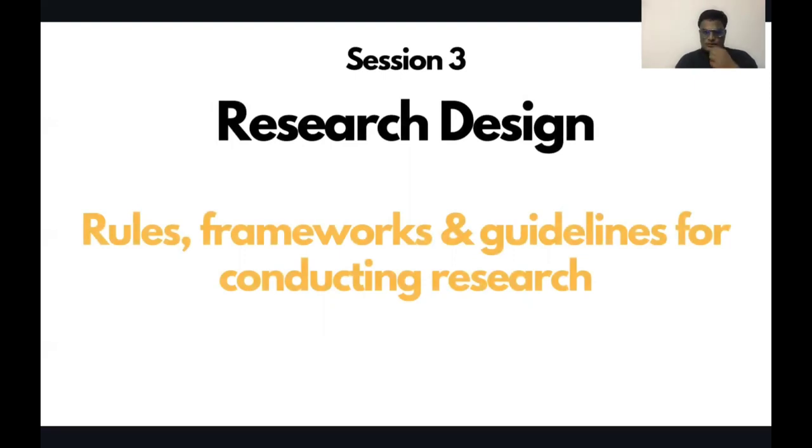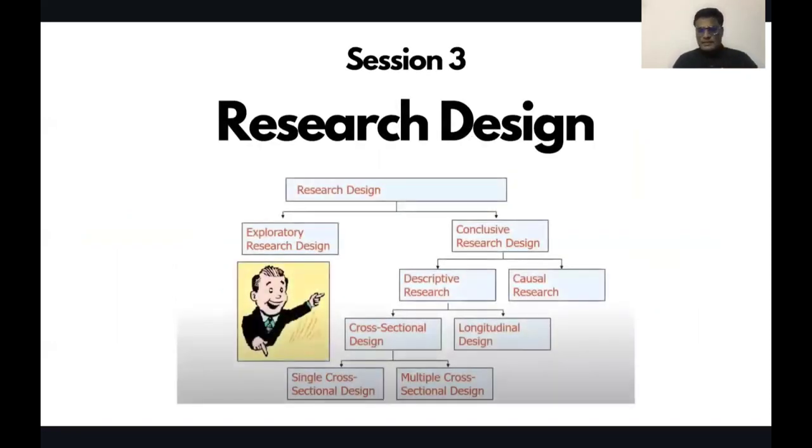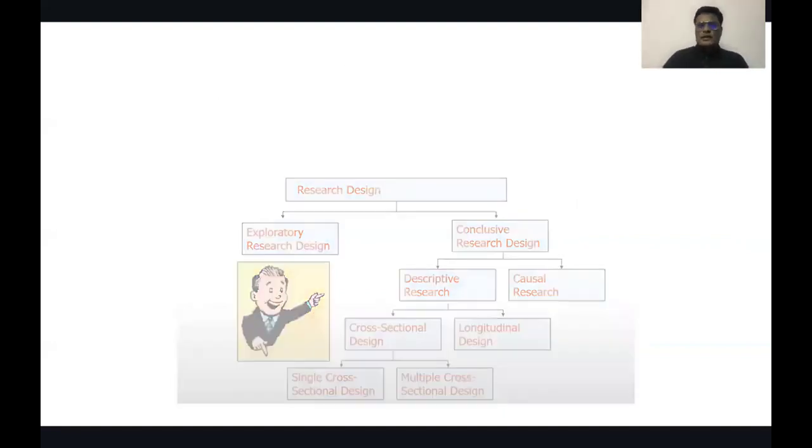Now, coming to the third part, this is the research design. Like I mentioned before, research design charts out a path of what you are going to do further. Now that you have all the factors related to your particular problem, in our case customer satisfaction, what are the accepted rules, frameworks, and guidelines for conducting that research? There are basically two types of research design. One is exploratory research design, and second is a culmination of descriptive and causal, which is conclusive research design. What's the difference between these two?